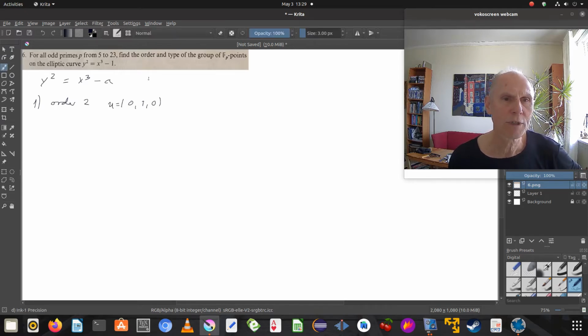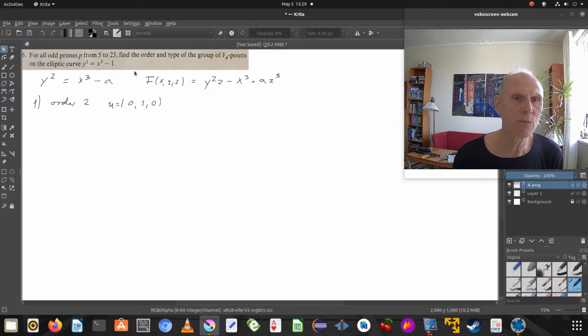So if we define f of x, y, z to be y squared z minus x to the third plus a z to the third, then the derivative with respect to y must vanish. So y itself must vanish, or z. And when y vanishes, that means we must have third roots of a.